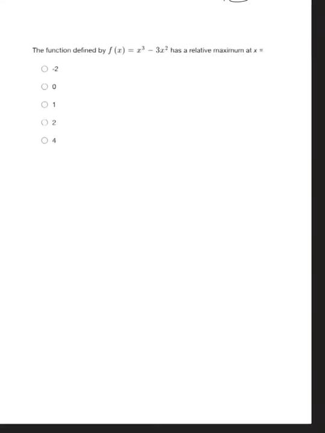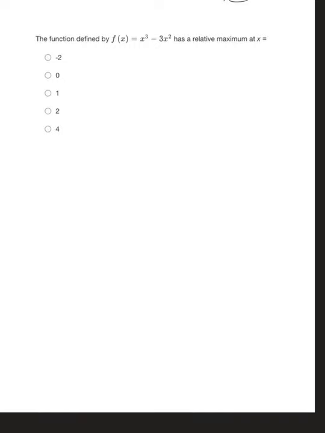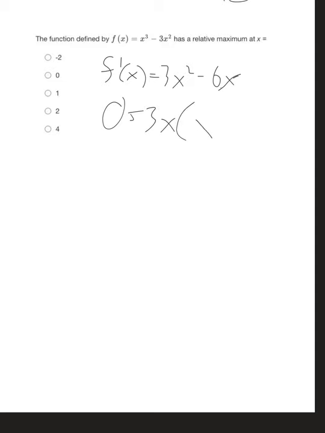Where do we have a relative maximum? Well, I need to know where my critical numbers are and where we change them from positive to negative. So f prime is 3x squared minus 6x. Set it equal to 0. Factor out a 3x. We get x equals 0 and 2. And so I could set up my intervals and test to see where does the derivative change, not where's the original function, but where does the derivative change from negative to positive.